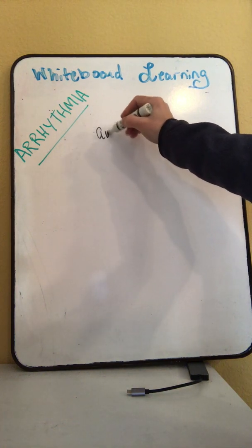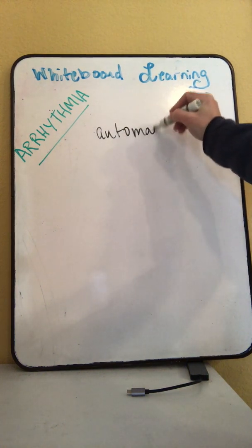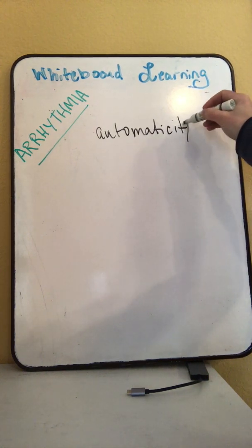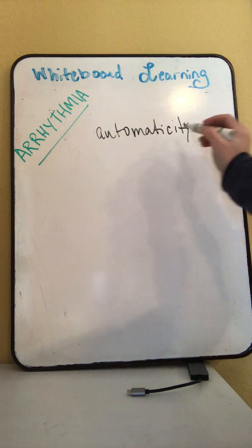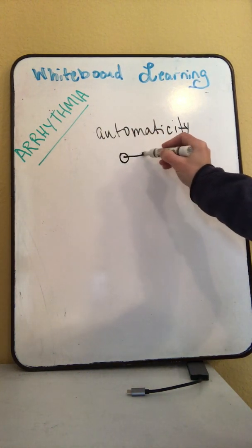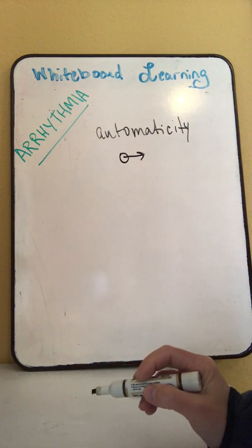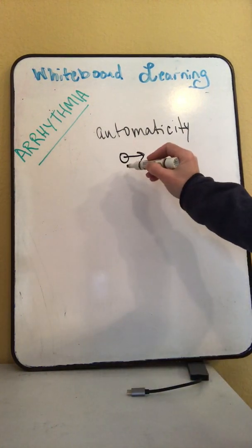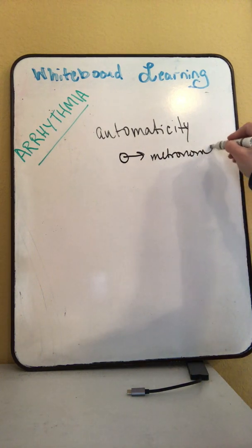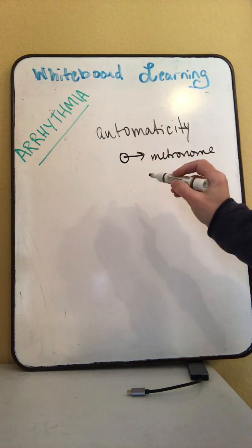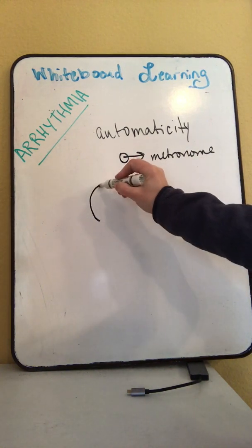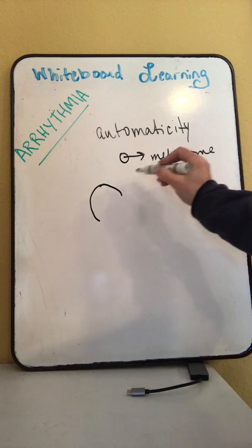There's something called automaticity. Sounds like an interesting way of saying automatic, right? Automaticity means that there's a cell that creates an electrical signal by itself. It has its own little electrical signal beater, almost like a metronome. That's probably a good way to think about automaticity of the heart: the heart has a metronome, and the metronome beats and sends out an electrical signal.